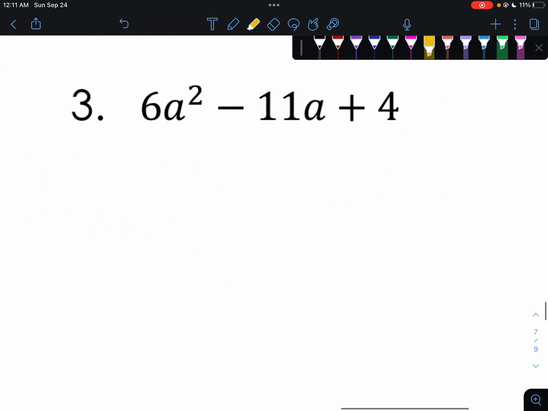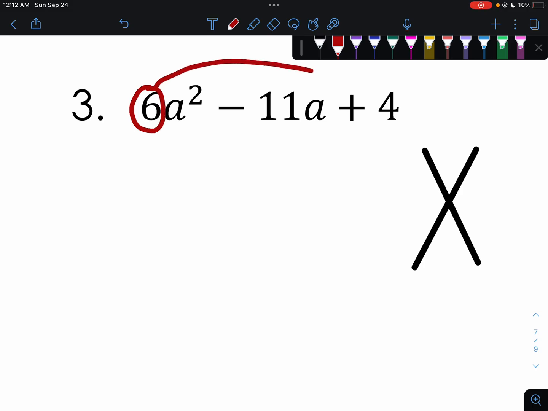Looking at the next one, we see that we have 3 terms. We notice now that there is not a greatest common factor, so we can go straight into factoring with the x. So this time there's a number in front of our variable being squared. Again, we make sure that we multiply it by that. So let me be consistent with my colors. So we're going to take that times that. 6 times 4 is 24.